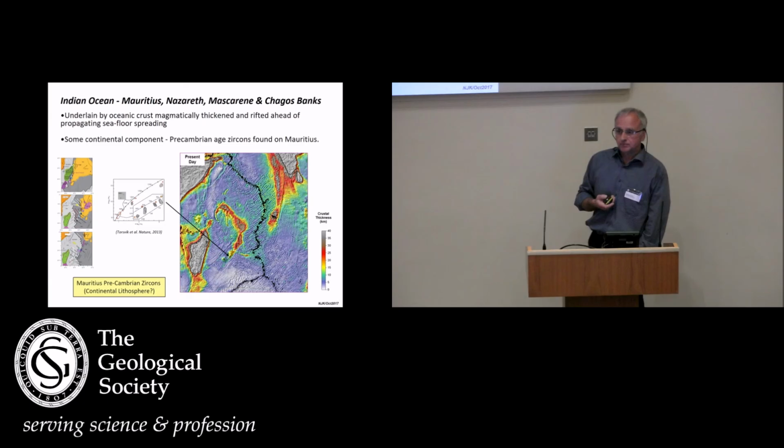The last case history is the northeast Atlantic and Iceland. Here we see crustal basement thickness from gravity inversion. Here we see cross plots against seismic estimates with and without receiver functions. We see a good correlation of the gravity-derived crustal thickness against the seismic estimates, particularly for the non-receiver function values.